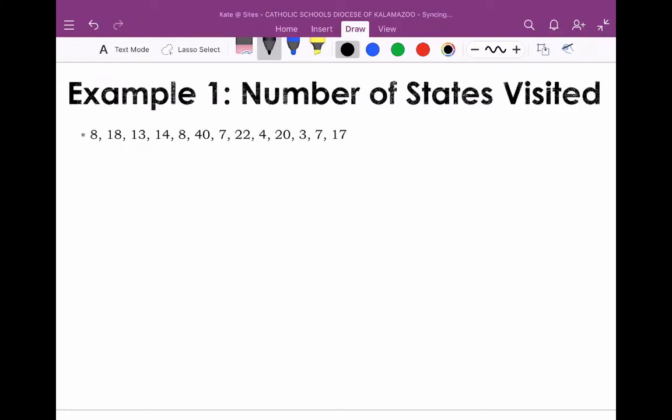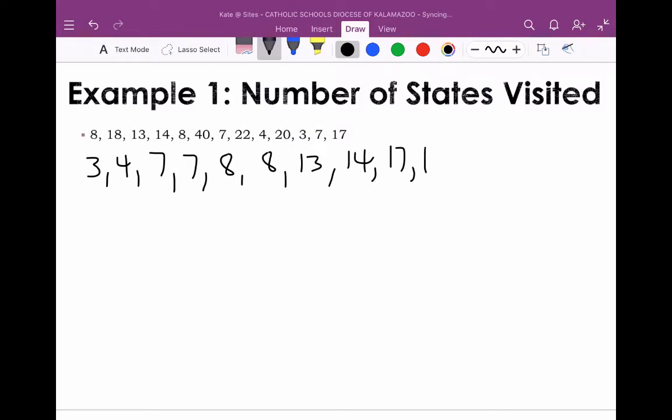Our first example is of the number of states we visited from the data that we collected on the second day of school. When we're making a box plot, the first thing that we have to do is put the numbers in order. So putting these in order, we would have 3, 4, 7, 7, 8, 8, 13, 14, 17, 18, 20, 22, and 40.